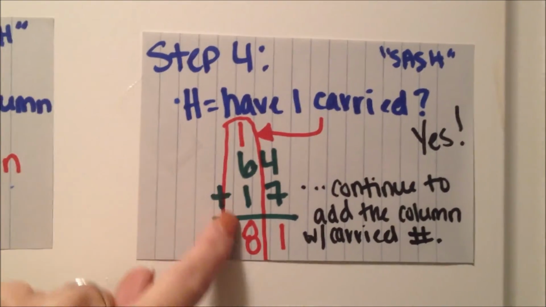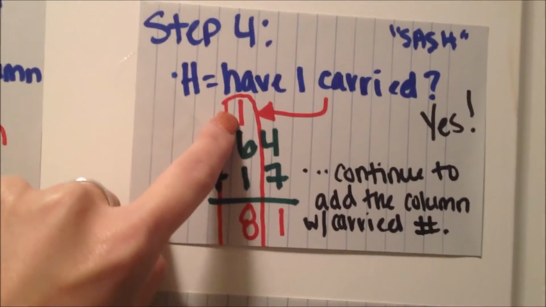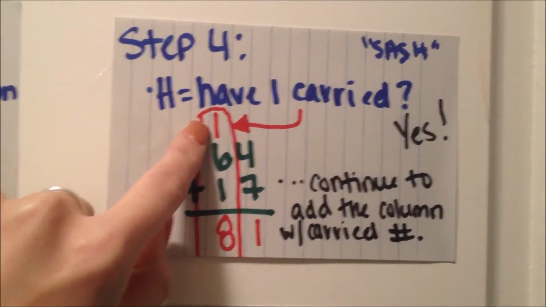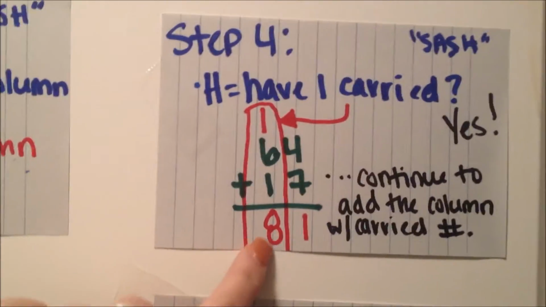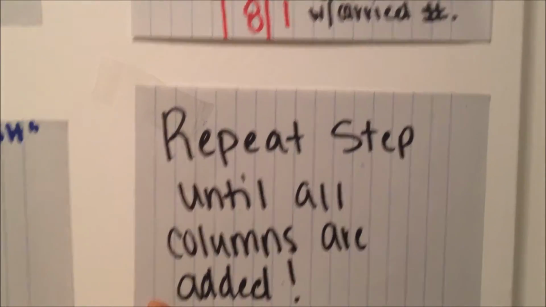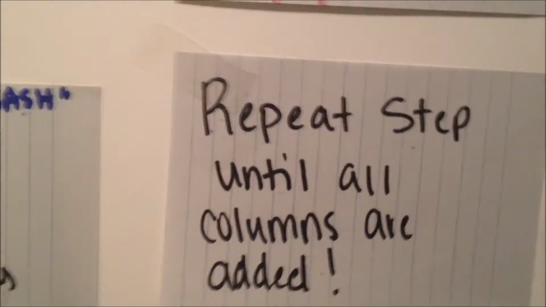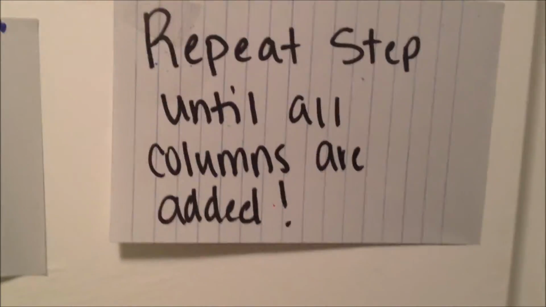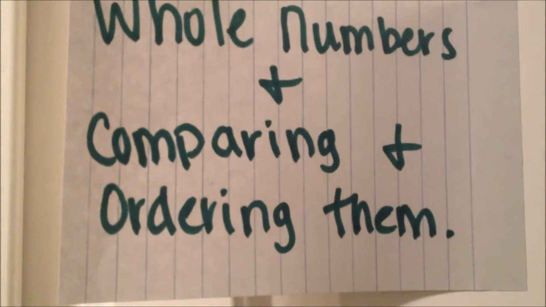Then you will continue to add the tens column, including the carried number. So 6 plus 1 is 7, plus this carried 1 equals 8. So your answer is 81. After that, you will repeat these steps until all the columns are added together. And that's my strategy.